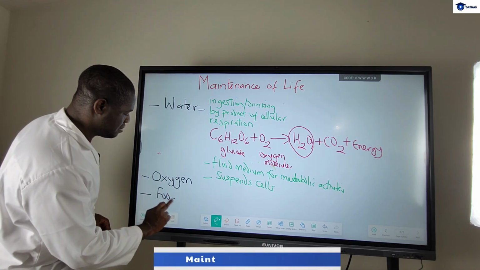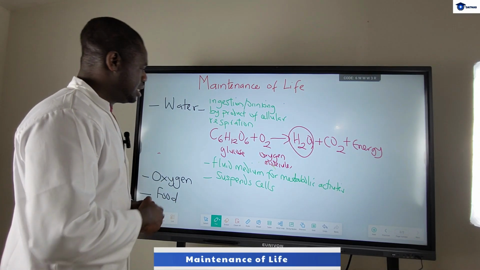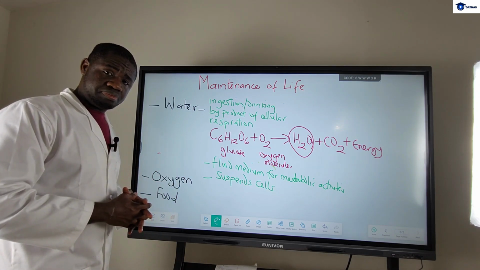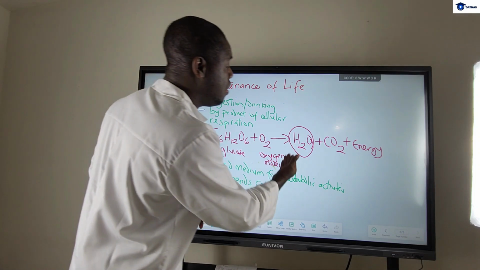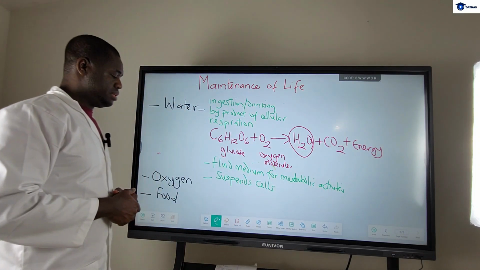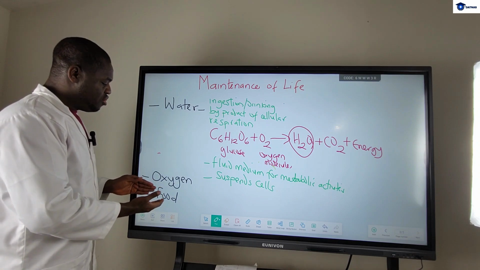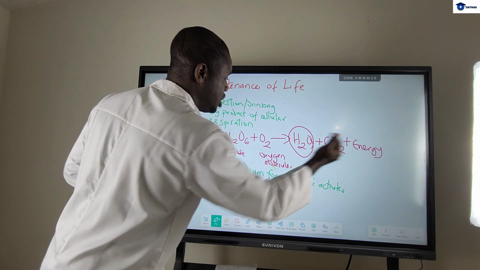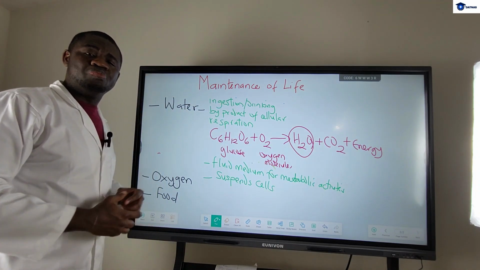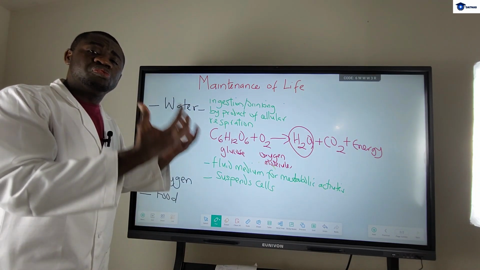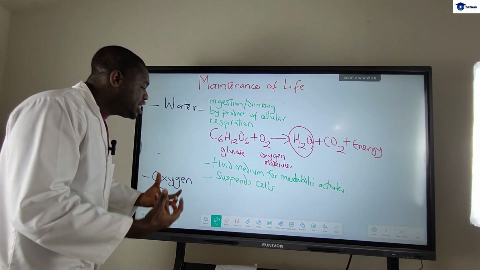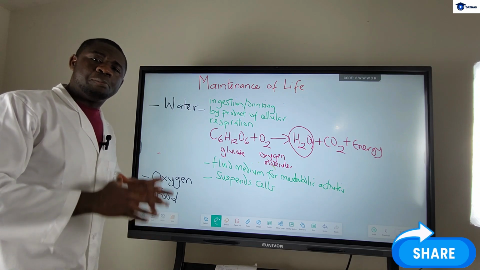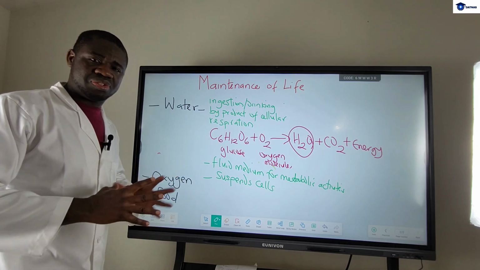Food. For instance, food is very essential in the production of energy. You can see how food and oxygen are working together to provide energy. To maintain life, we must consume food that will provide nutrients for cells to perform their activities.